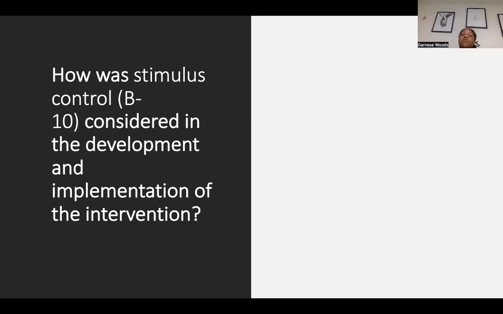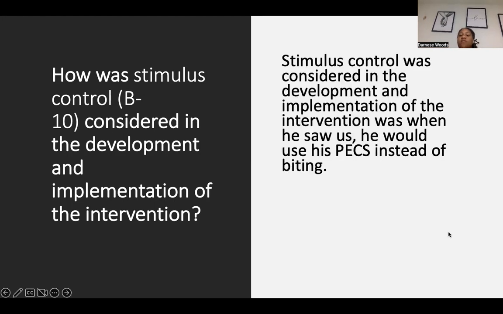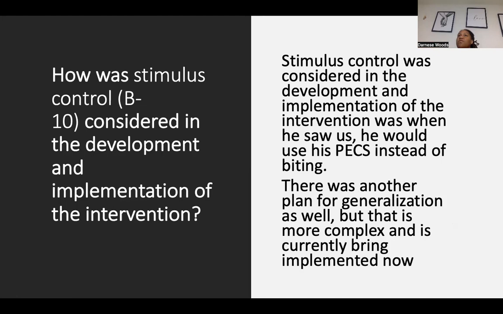How is stimulus control considered in the development and implementation of the intervention? Stimulus control was considered in that when he saw us, he would use his PECs instead of biting. Of course, this wasn't generalized yet. Generalization is still in progress. We are currently working on this intervention, this treatment plan, for this behavior for this particular kid.